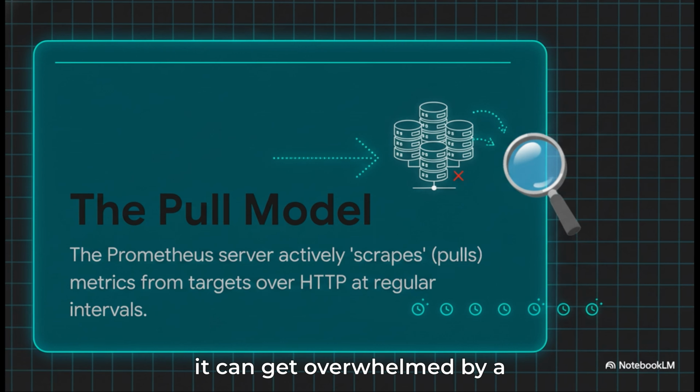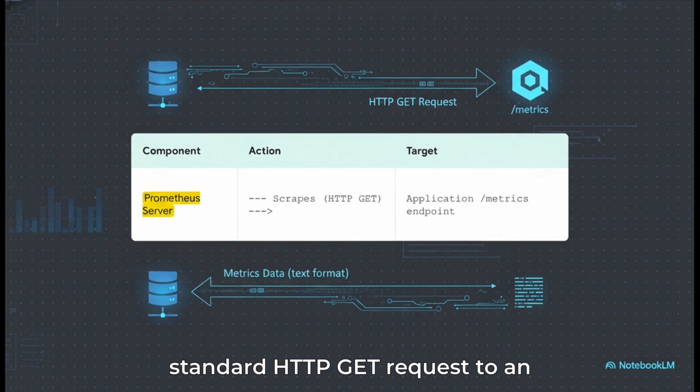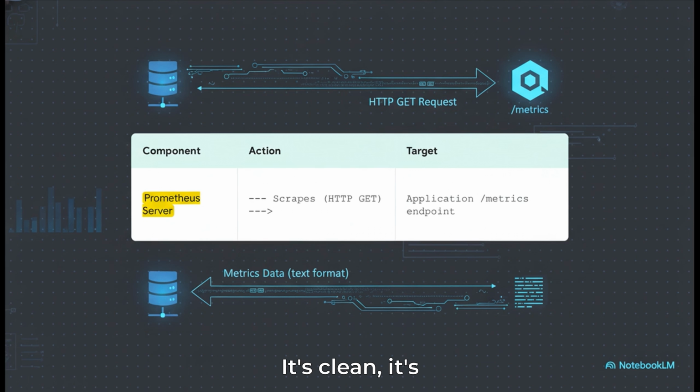It can't get overwhelmed by a sudden flood of data, and if it can't reach a service for a scrape, well, it knows immediately that that service is down. And this little diagram shows you just how beautifully simple it is. The Prometheus server just makes a standard HTTP GET request to an endpoint on your app, which is usually just called /metrics. Your app then just hands over all its current metrics in a simple text format. That's it. It's clean, it's robust, it just works.